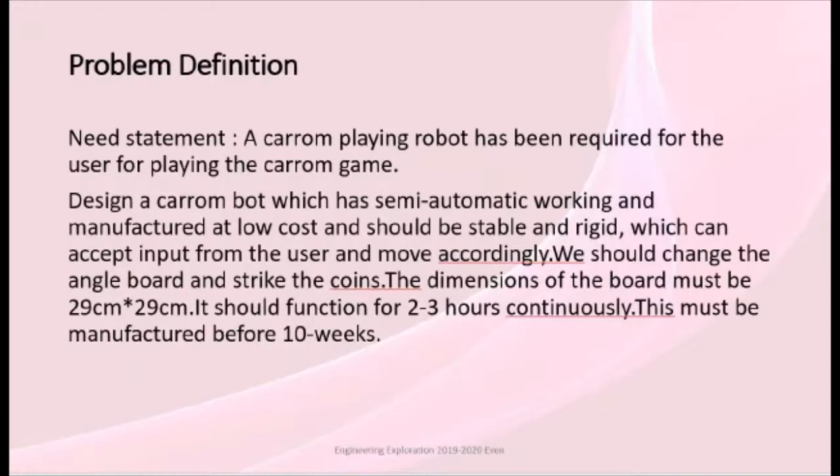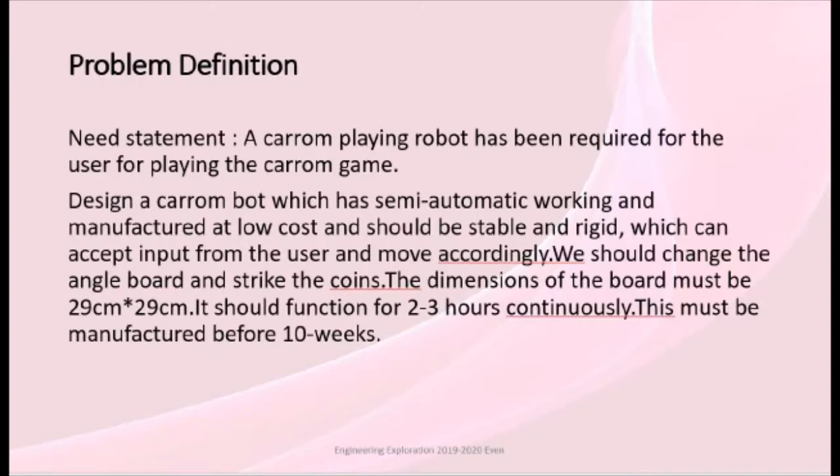Problem definition. The need statement for our course project is that there is a requirement of a carom playing robot for the user for playing the carom game. Therefore, we should design a carom bot which has semi-automatic working, should be manufactured at low cost, should be stable and rigid, and should accept the input from the user and change the angle of the board and strike the coins. The constraint is that the carom board should be of dimensions 29 centimeter.